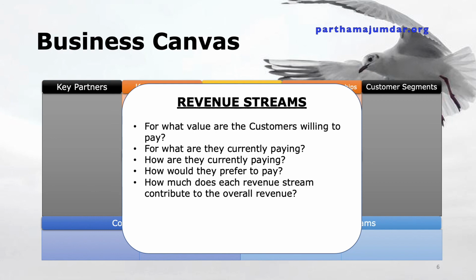So typically we answer questions like, for what value are the customers willing to pay? For what are they currently paying? How are they currently paying? How would they prefer to pay? How much does each revenue stream contribute to the overall revenue? So these typical questions need to be answered and the revenue streams need to be very clearly defined.